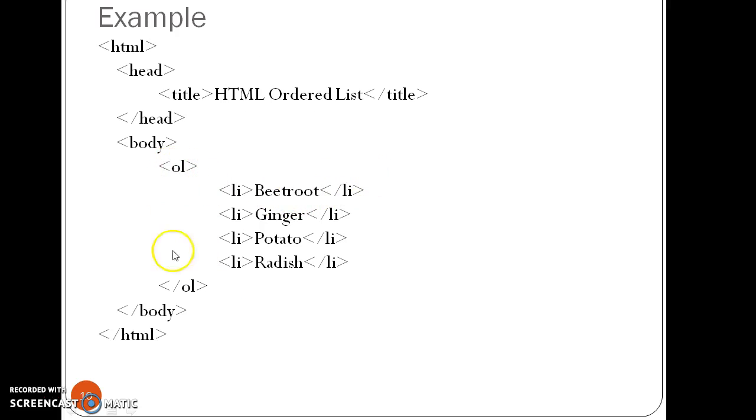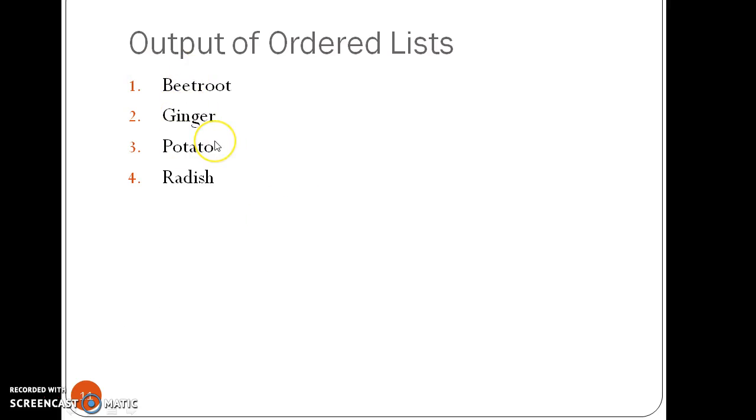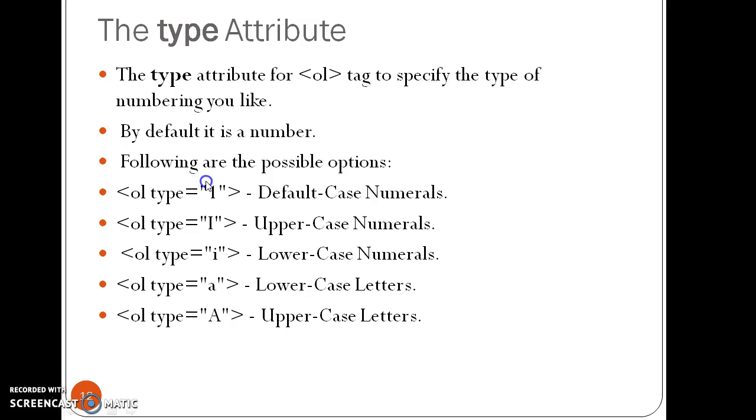We are using this OL tag to specify the ordered list. Each element is given with the list item tag. Now we'll see the output you get when you execute that program. This is the output of the ordered list. See here, we are getting the numbers 1, 2, 3, 4 and so on. That means here order plays a very important role. So you are getting the numbers instead of bullets.